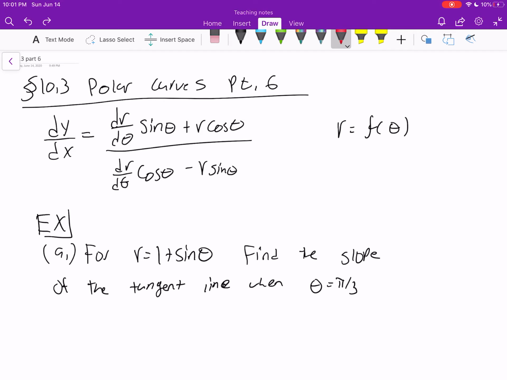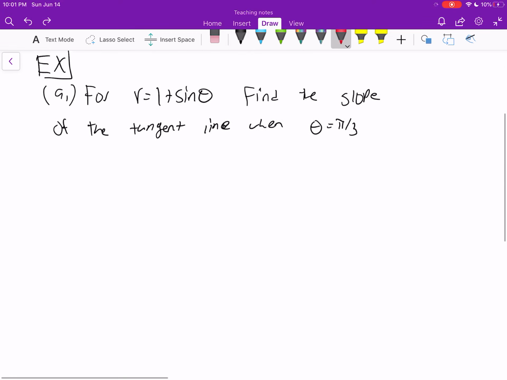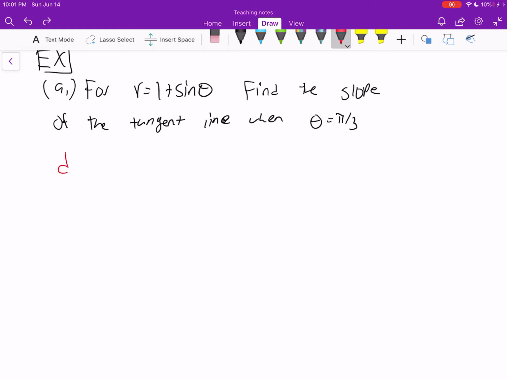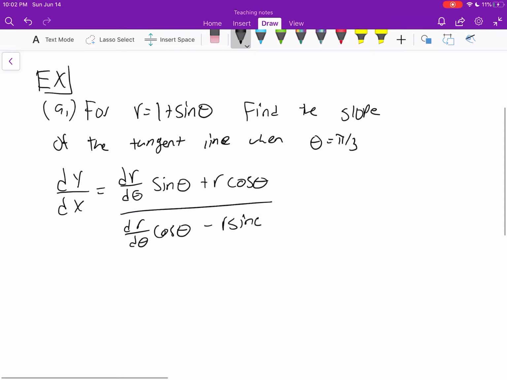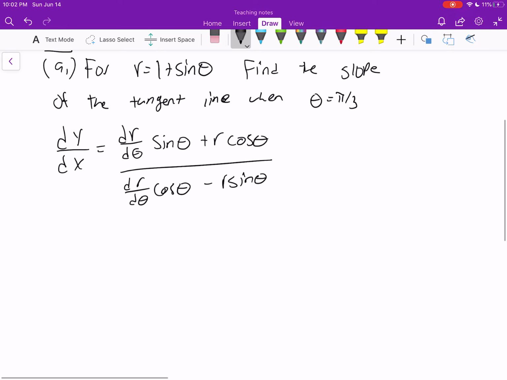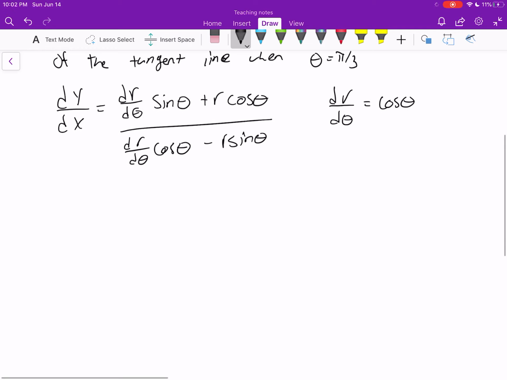That graph there, r equals 1 plus sine theta, was the cardioid that we saw in an earlier example. So we're going to use this formula here. dy/dx, sorry, is equal to (dr/d theta sine theta plus r cosine theta) divided by (dr/d theta cosine theta minus r sine theta). Here r is equal to 1 plus sine theta, so we have dr/d theta is equal to cosine theta. I take that derivative. Now I'm just going to plug everything in.